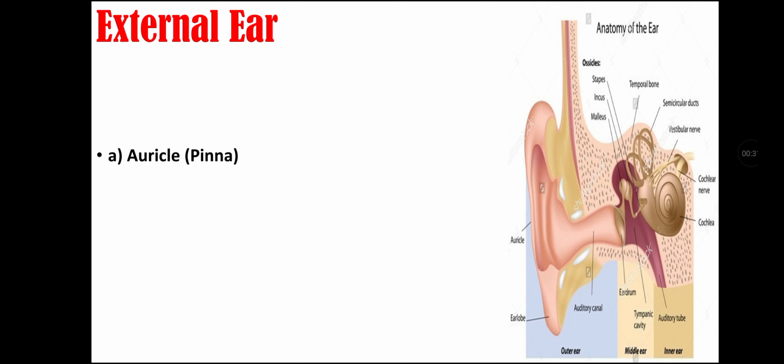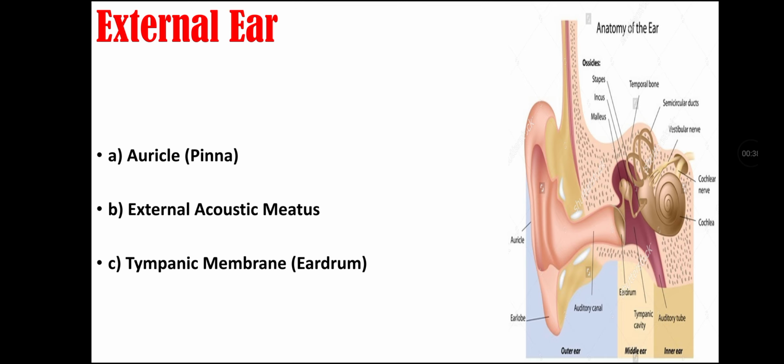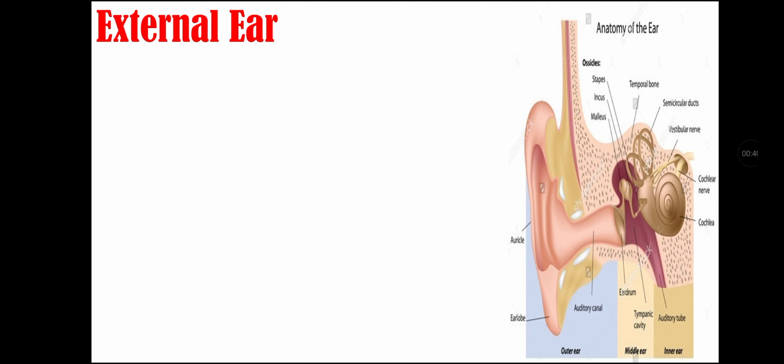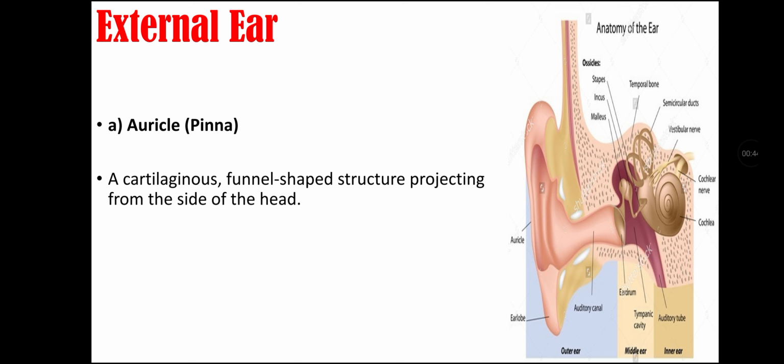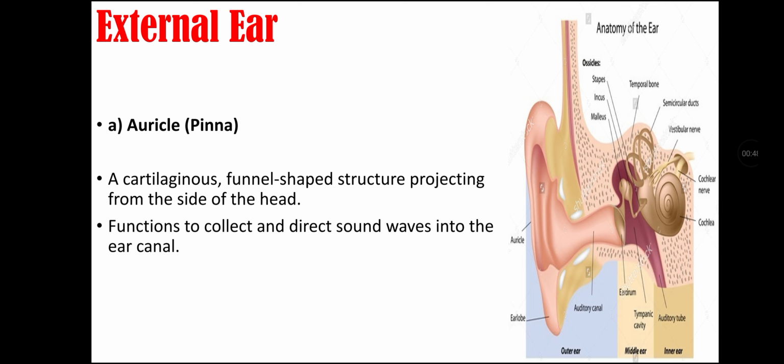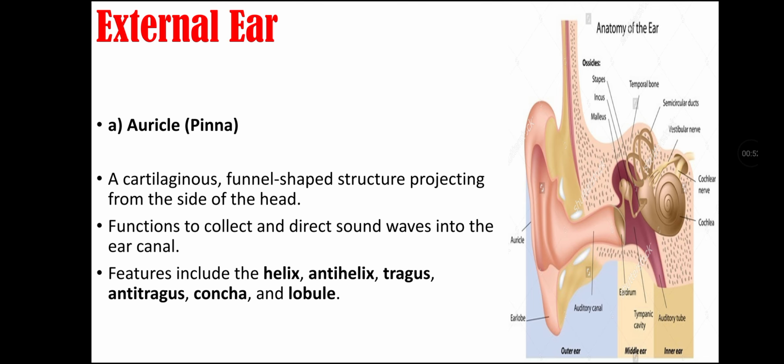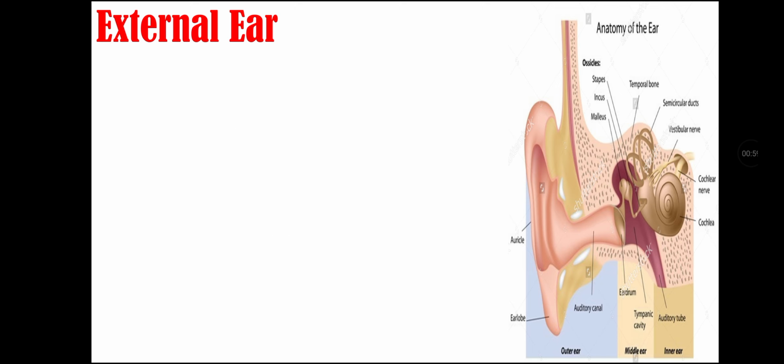External ear has parts that include auricle or pinna, external acoustic meatus, and tympanic membrane that is also called as eardrum. First part of external ear is auricle that is also called as pinna. It is a cartilaginous funnel-shaped structure that projects from the side of the head. Its function is to collect and direct sound waves into the ear canal. Its features include helix, antihelix, tragus, antitragus, concha, and lobule.